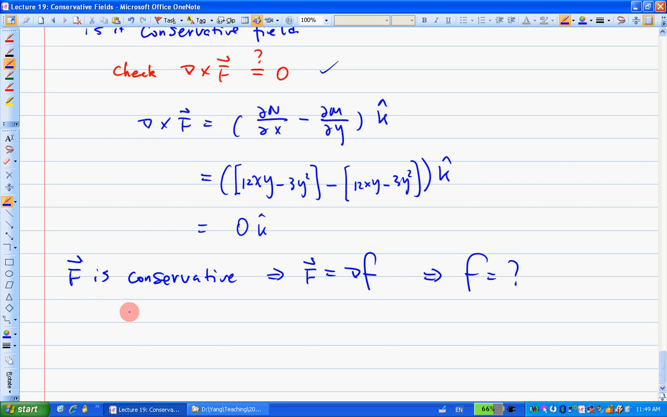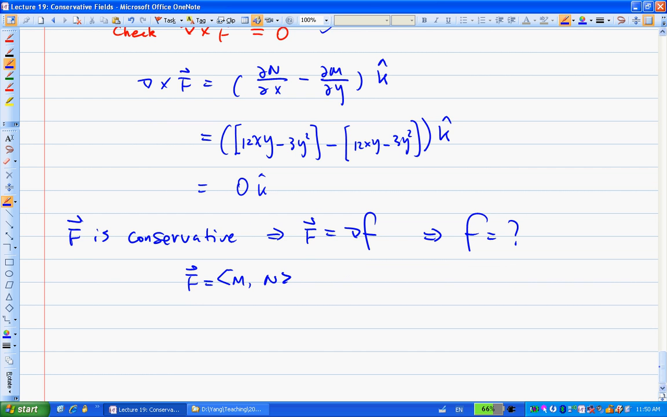F equals what? It depends on the vector field, right? Suppose I kind of know what f is, but let's just use this formula here. Right now, my vector field is M, N. It's this 2D vector field, and that equals del f. So del f is fx, fy. Which means this M would equal fx, and this N would be fy, right?